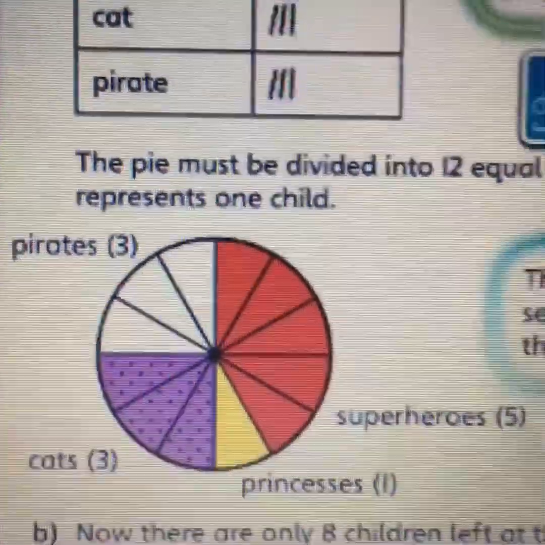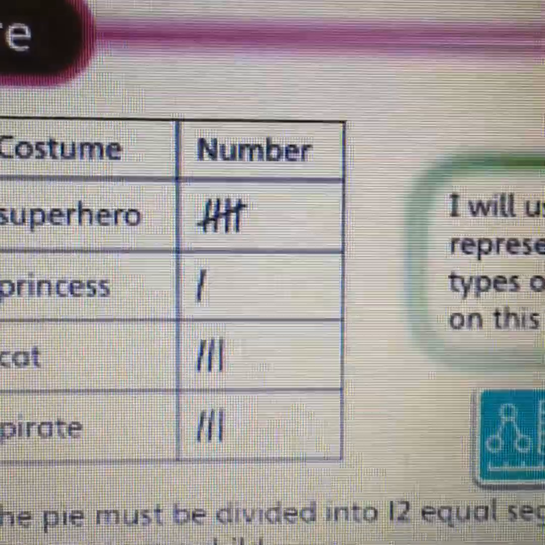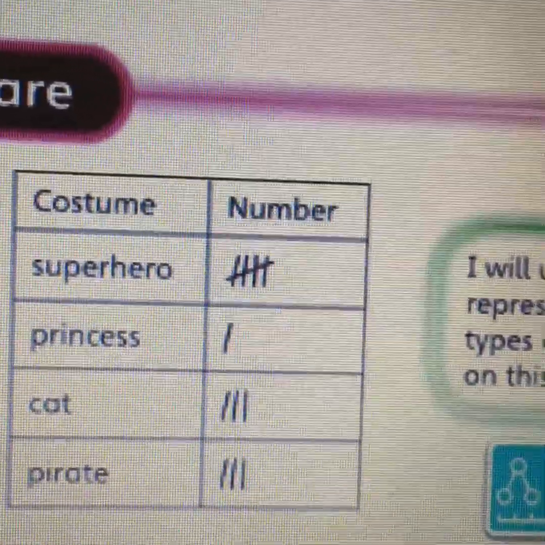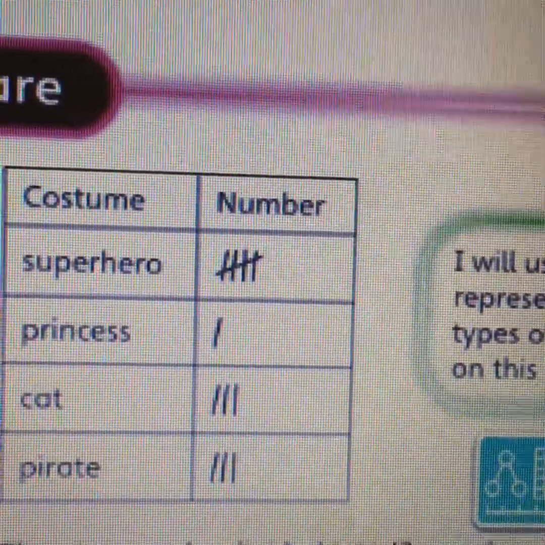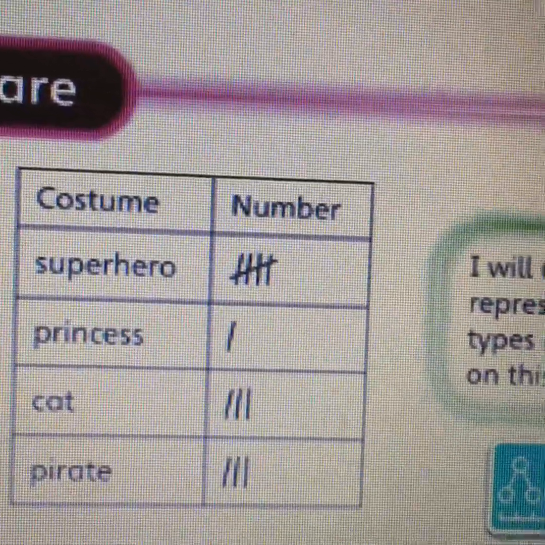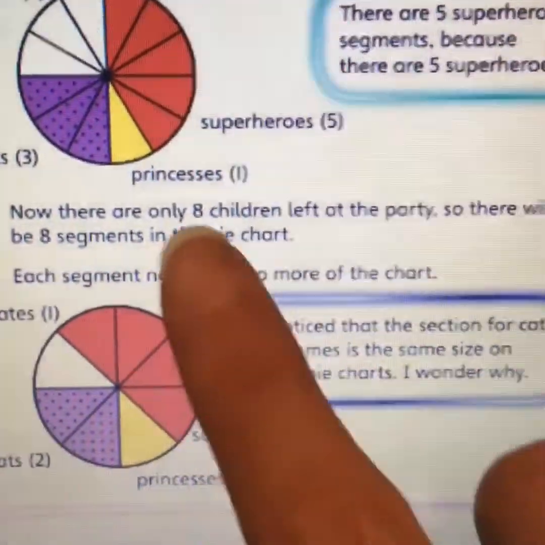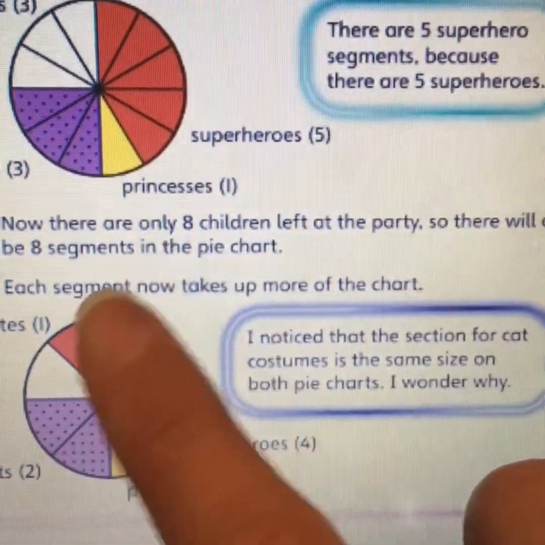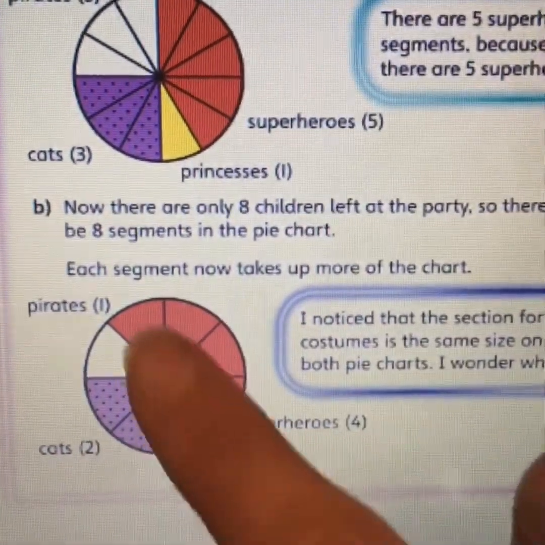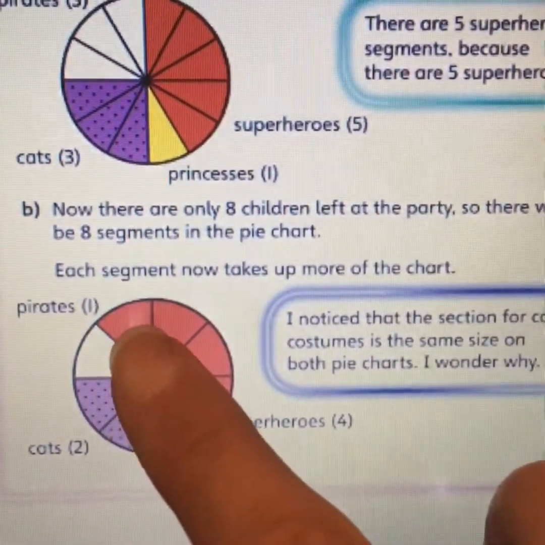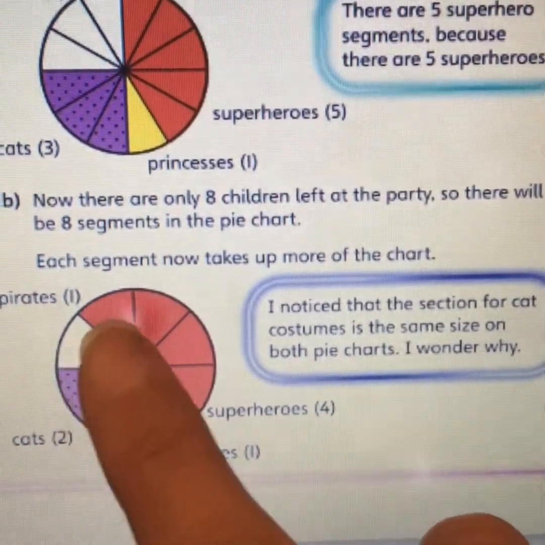Lovely. So B then. B said that 1 superhero, 1 cat and 2 pirates have now left. So you might want to adapt your tally chart. So there's only 4 superheroes now. There are only 2 cats now, and there's only 1 pirate. So now, rather than there being 12 children, there are now only 8 children. So now there's only going to be 8 segments in your pie chart, and each segment will take up more of the chart because there are fewer segments, so each section is then bigger.